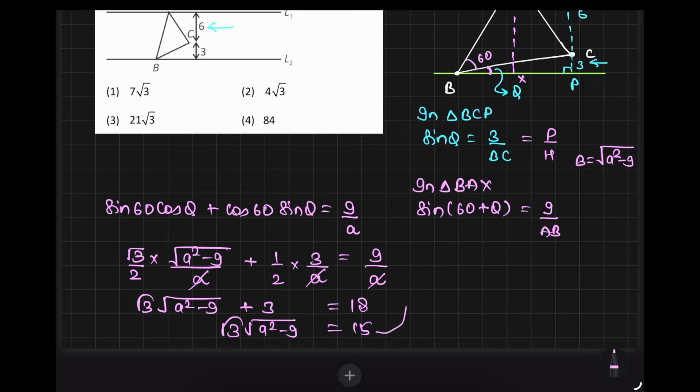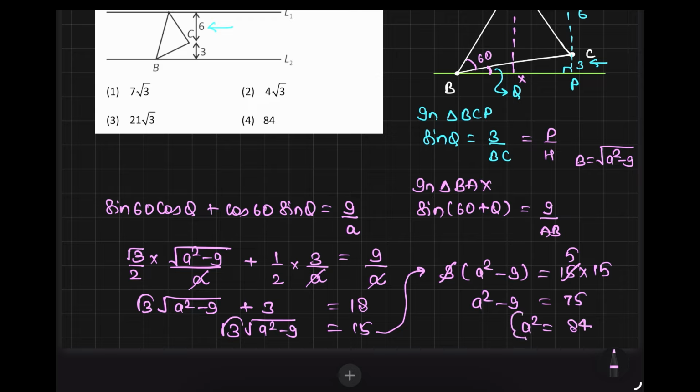So what I will do, I will square both sides. So we will have 3 times A square minus 9 equals 15 into 15. So this will become 5. Okay, so this is 75 into A square minus 9. So A square will become what? 75 plus 9, this means 84. So we got our side square.